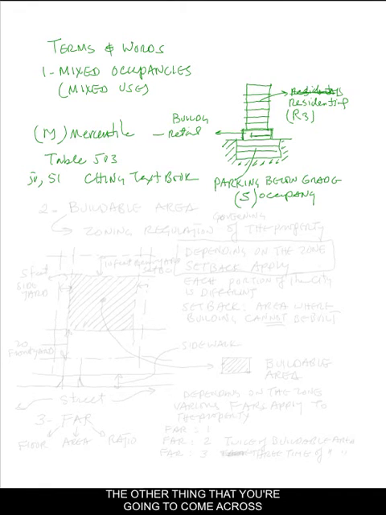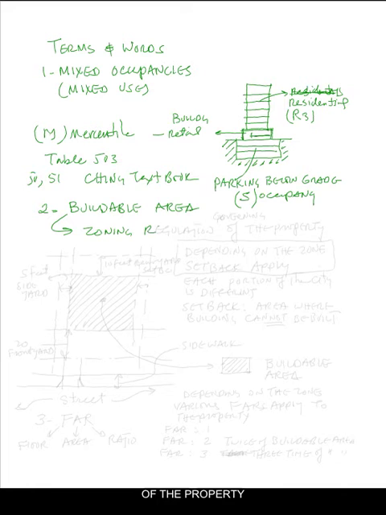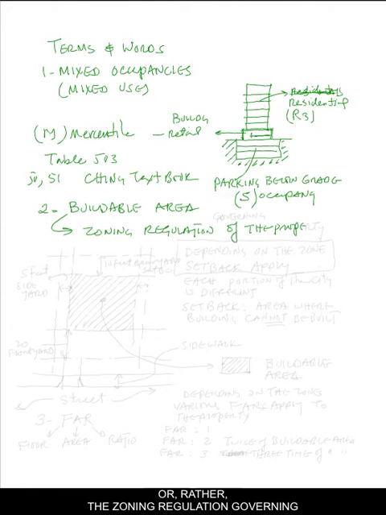The other thing that you're going to come across is what is known as the buildable area. This is mainly determined by zoning regulations of the property, or rather the zoning regulation governing the property.